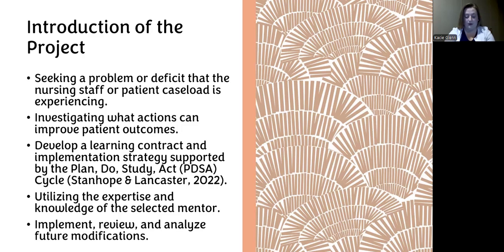I also developed a learning contract and implementation strategy supported by the Plan, Do, Study, Act cycle, also known as the PDSA cycle. By using the PDSA cycle, the implementation process can identify problems, develop a plan, and evaluate the results prior to practicing the method in routine use.